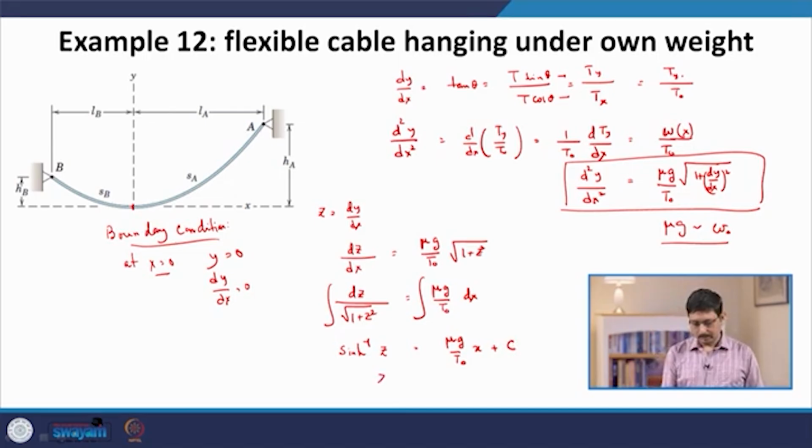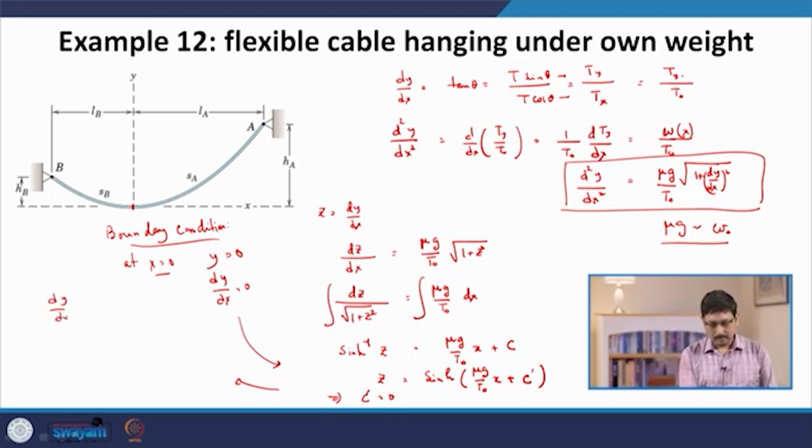So z is equal to sinh of some expression plus a constant c prime. Now, if you apply the boundary condition that at x equal to 0, dy/dx is 0, that is z is 0, then that gives c prime equal to 0. Then, if you do one step of integration, we get dy/dx equal to sinh of mu g by T naught times x.